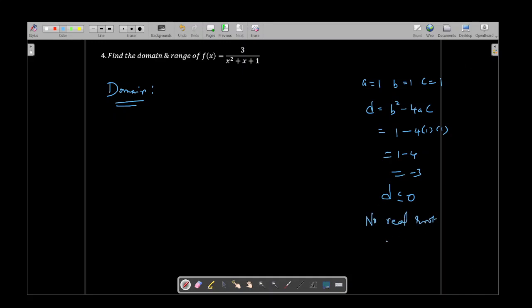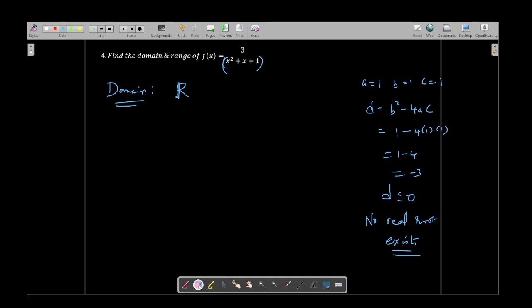What does it mean? Whenever there is no root, the curve will not go to 0. If you put any value of x, the curve will not go to 0. So in such cases, whenever the real root does not exist, the domain of such functions is all real numbers. Because the denominator never goes to 0, you can take any real number. So the domain is the complete set of real numbers.